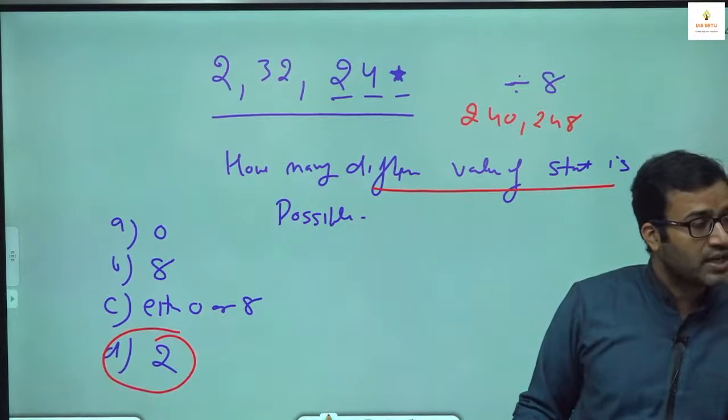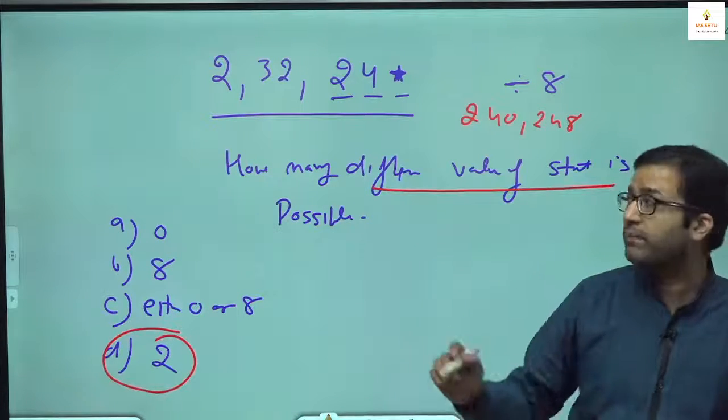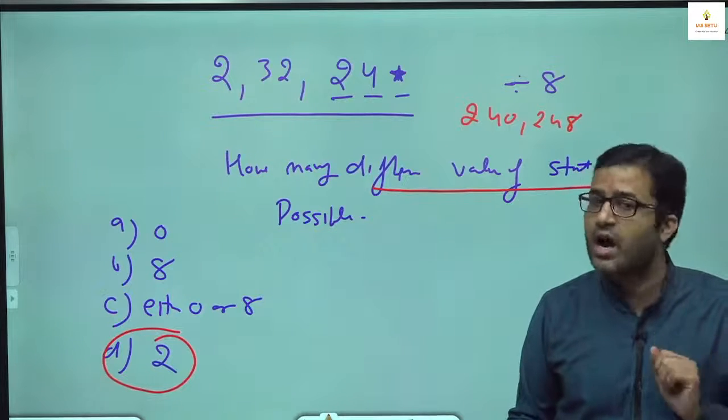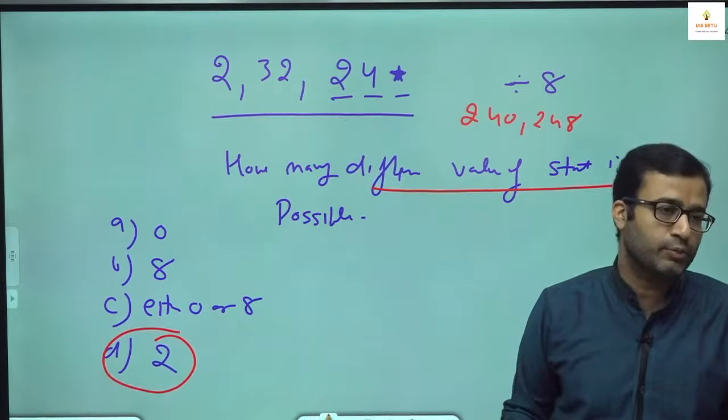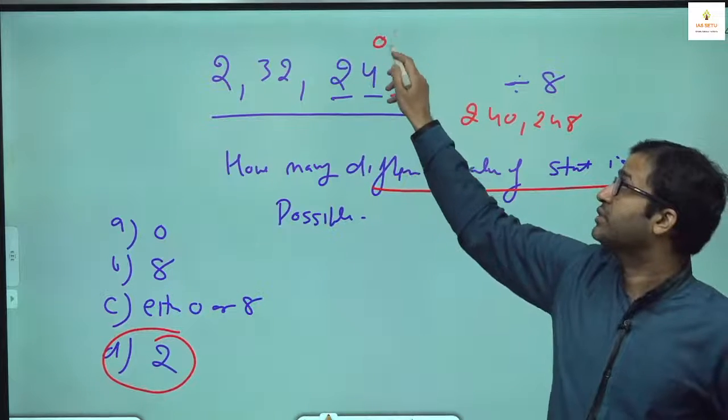ये नहीं पूछ रहा कि स्टार पे क्या आएगा, ये पूछ रहा है स्टार पे कितनी वैल्यू आप यूज कर सकते हो. स्टार के प्लेस पे कितनी वैल्यू आप पुट कर सकते हो. स्टार पे आप आइदर 0 पुट कर सकते हो या 8 पुट कर सकते हो. आप 2 वैल्यू स्टार की जगह पुट कर सकते हो. You can put 2 values at the place of star, either 0 and 8.